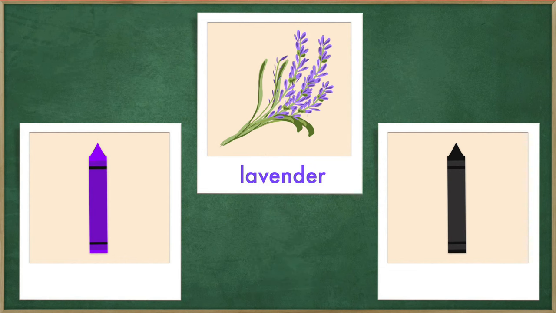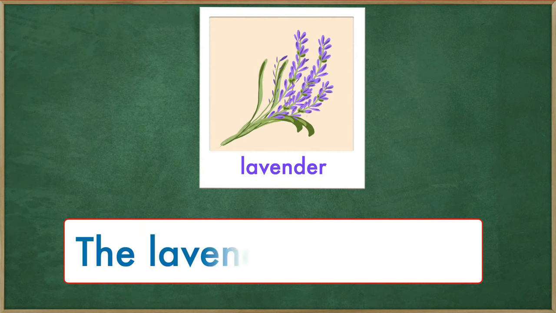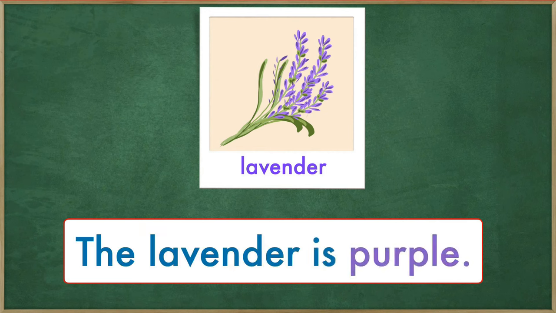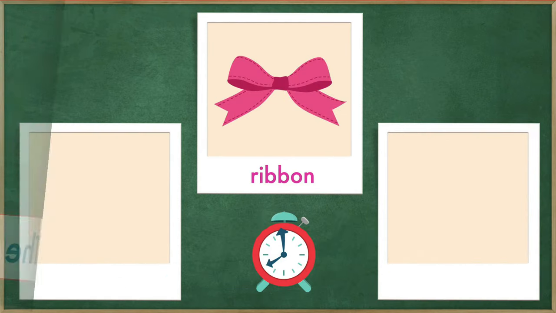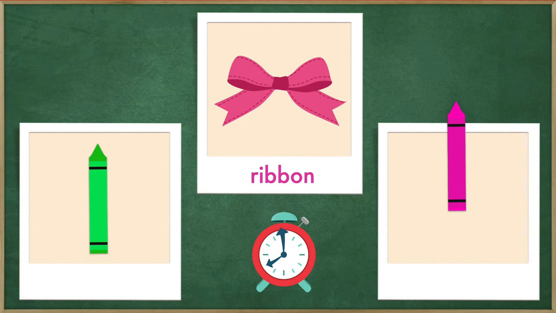This is the right answer, and this is purple. The lavender is purple. Next, ribbon. What color is the ribbon? Is this color or this color? Go think.